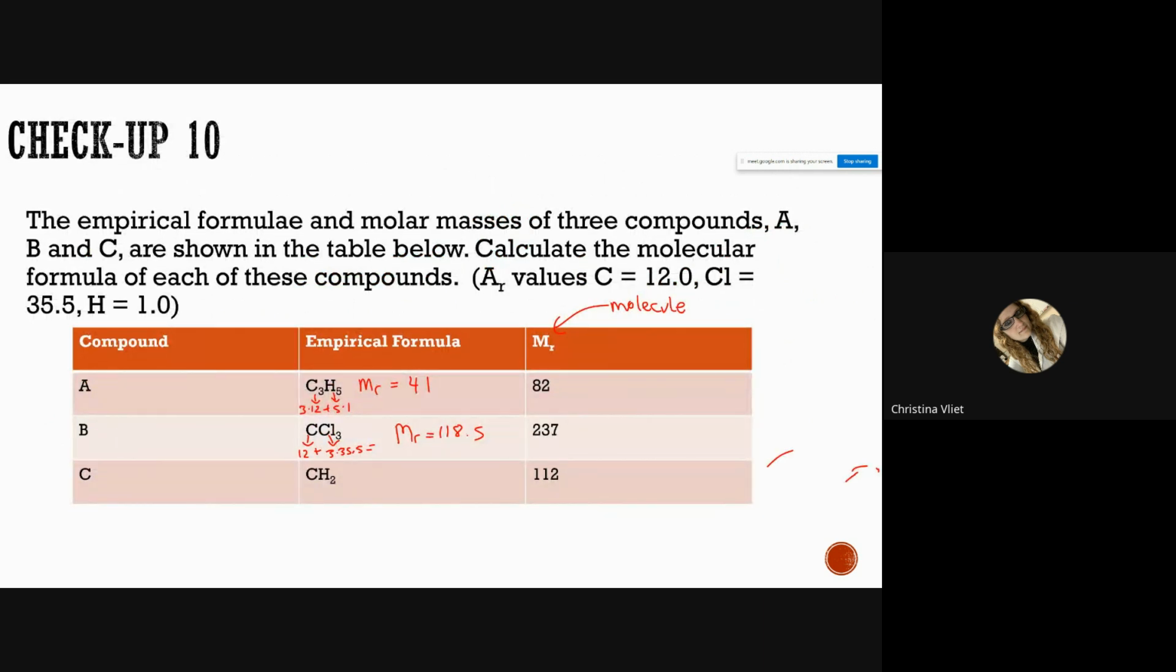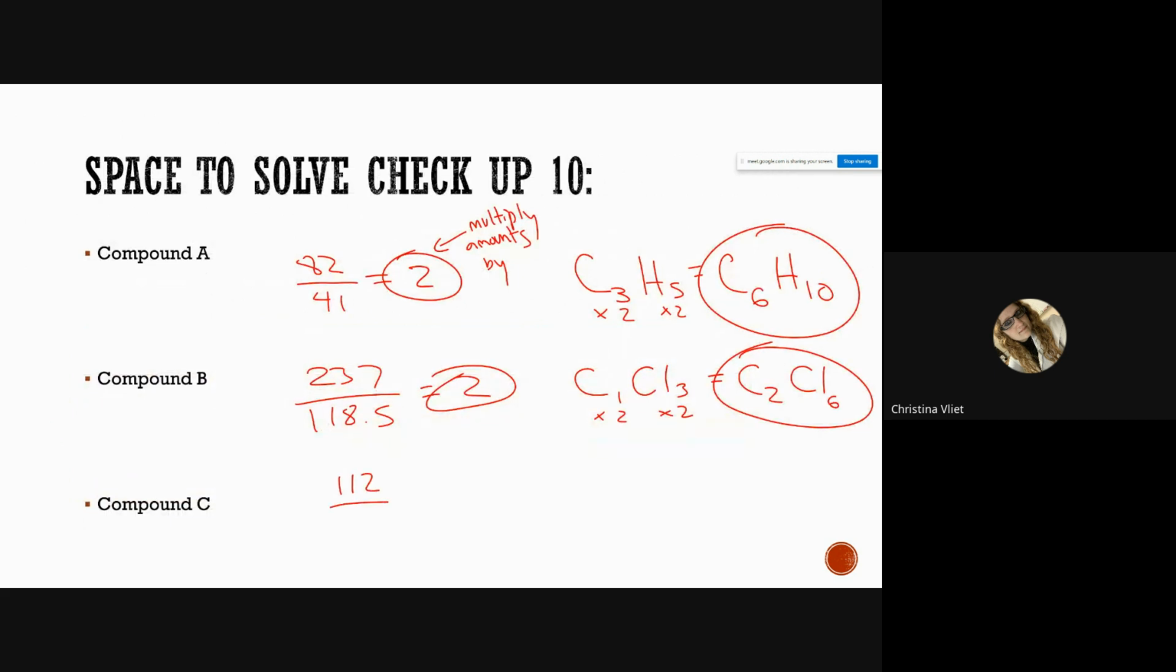CH2. What's the molar mass of this empirical formula? Okay, so 14 is the empirical formula's molar mass. Our actual molecule is 112. So now what do we do? 112 divided by 14 is equal to 8. And then we would do C1H2 multiplied by 8. And that gives us C8H16. By the way, this is an alkene. This is the empirical formula for an alkene, C1H2.